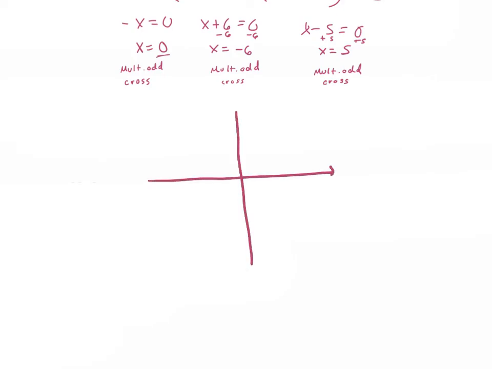Alright. So next we need to graph them. In order to graph, we need to figure out what our end behavior is. So first I'm going to plot the points. We have a point at 0, a point at -6, and a point at 5.